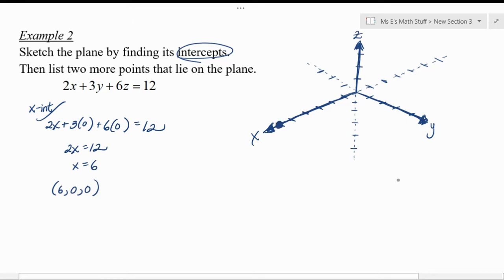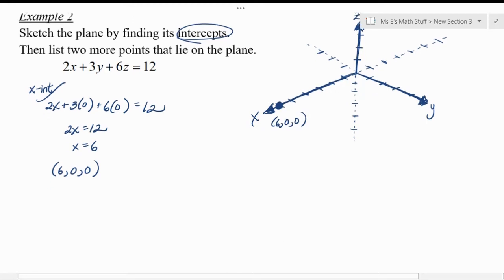There we go. And then you know me, I'm always going to ask you to label the coordinates of the intercepts on the picture, so you might as well just do it. All right, now let's find the y-intercept. So when do y-intercepts happen? Well, if you're on the y-axis, then your other 2 coordinates would be 0. So your x and your z coordinates would be 0. So if you go back to the original equation and put 0 in for x and z, then it would look like this.